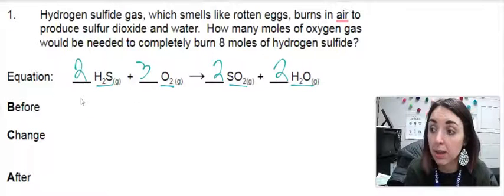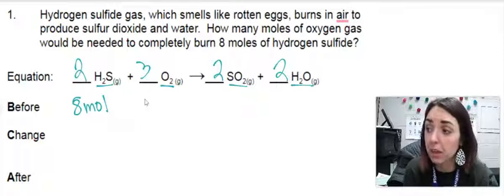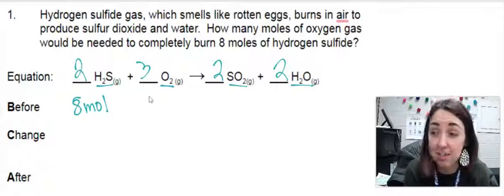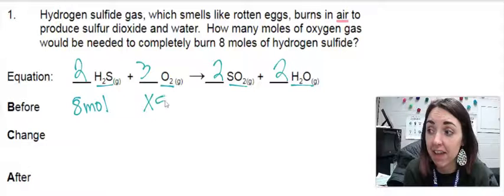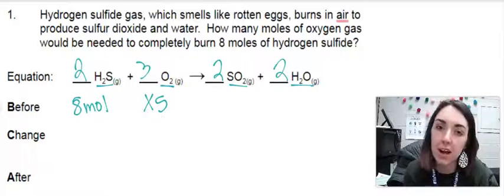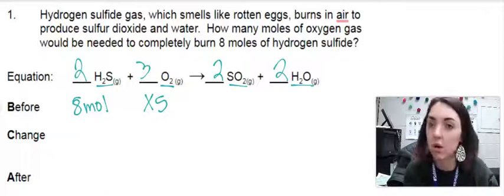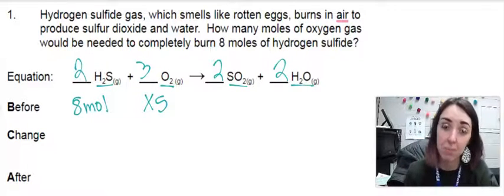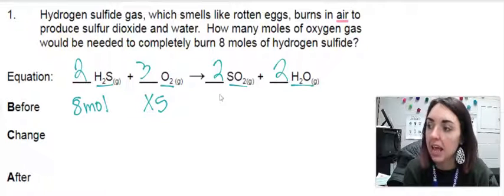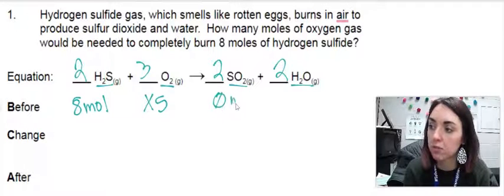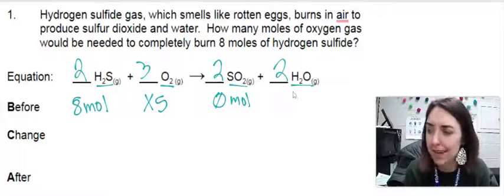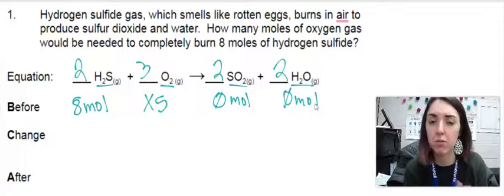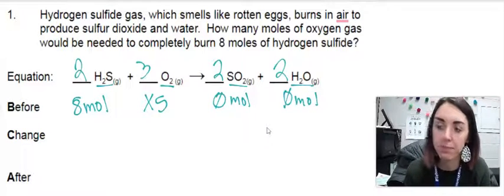Okay, so that question tells me I'm starting with 8 moles of hydrogen sulfide. It's burning in air, and it doesn't tell us how much oxygen, so we're going to assume that's excess, meaning there's more than enough oxygen to react with all of that hydrogen sulfide. I mean, it's the air. There's plenty of oxygen. So we just write excess, means more than enough. And these are products, which means before the reaction starts, we're always going to have 0 of them, because if there's no reaction, then there can't be a product. So before the reaction, there are no products.